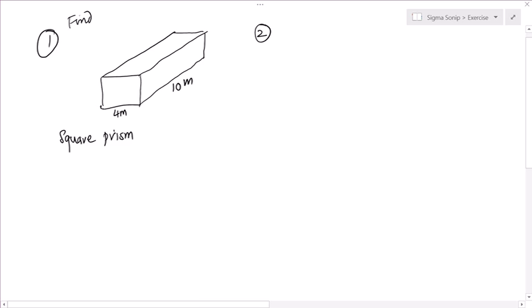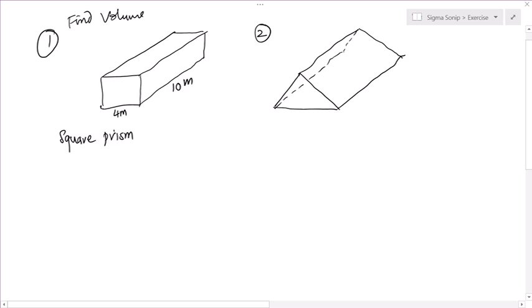Find volume. Another example, I want you to give it a go here. So again, it's a triangular prism. So this is the perpendicular here. Height is 2 meters. This is 4 meters, and this is 6 meters. You need to find the volume of that as well.